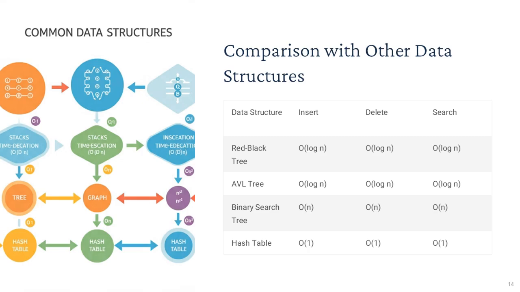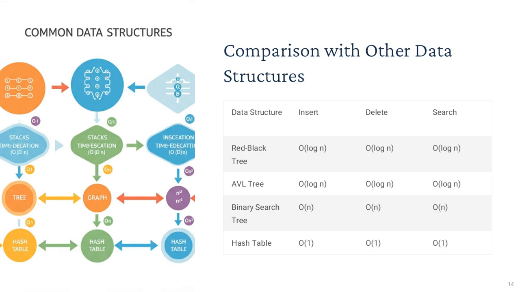When compared to other data structures, red-black trees provide a unique balance between performance and complexity. AVL trees, for example, also maintain balance and offer O(log n) time complexity for insert, delete, and search operations. However, AVL trees require more rotations during insertion and deletion, making red-black trees faster in practice for scenarios involving frequent updates. In contrast, binary search trees have a worst-case time complexity of O(n) when the tree becomes unbalanced. Red-black trees solve this issue by maintaining balance, ensuring consistent performance.